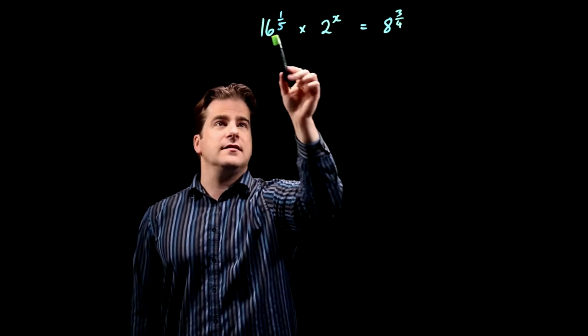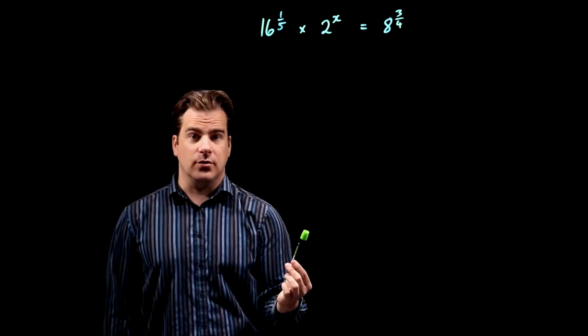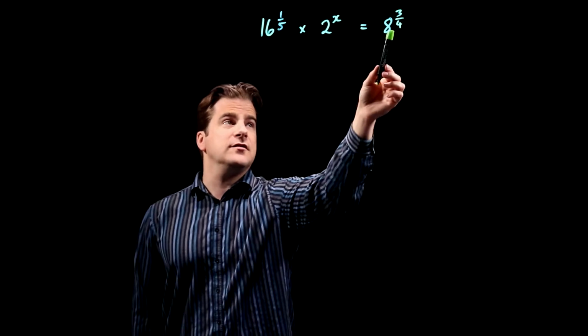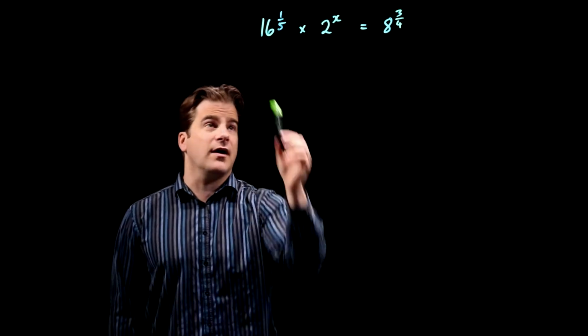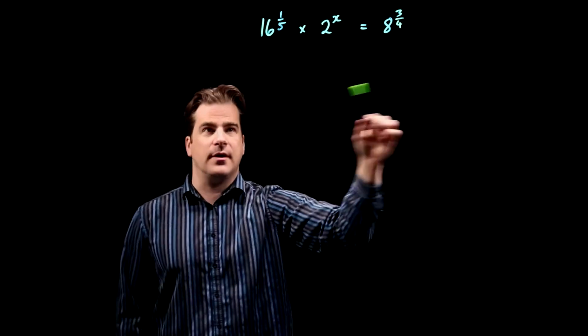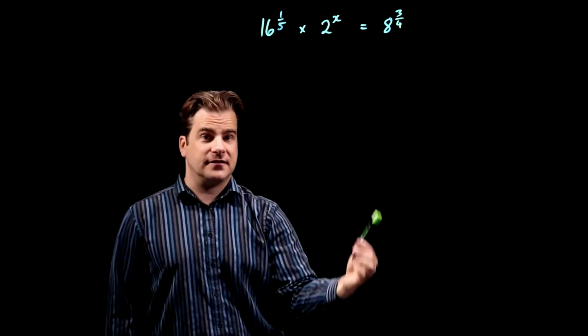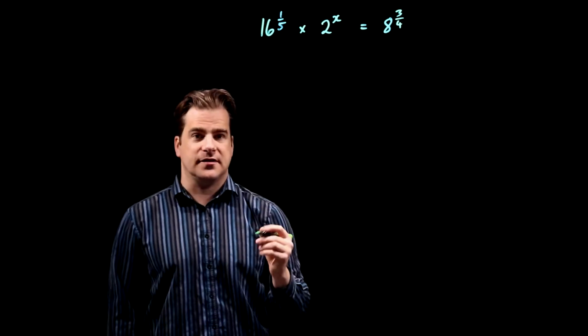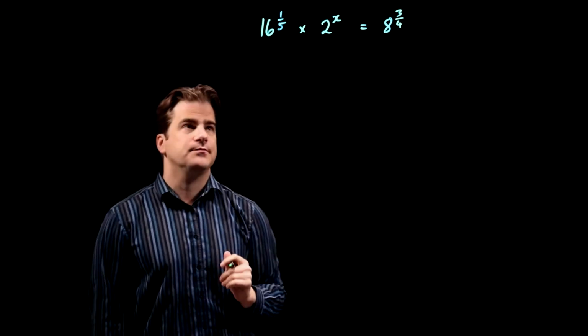Now, 2, 8 and 16 are all powers of 2. So we're going to convert them into the number 2 and write every term as 2 to the power of something. That's the trick. It makes these sort of questions easy. I'll show you what I mean.